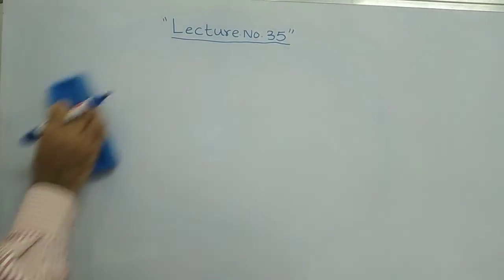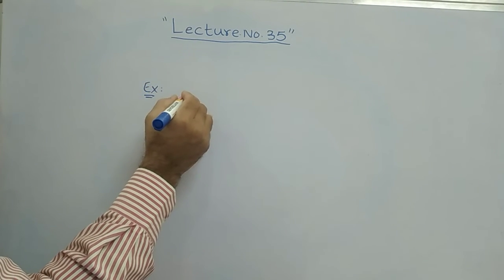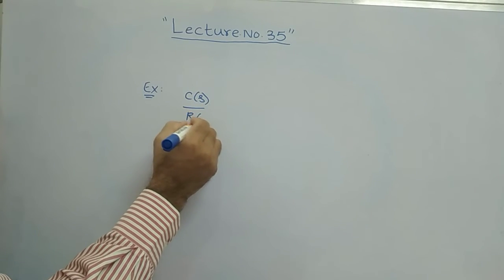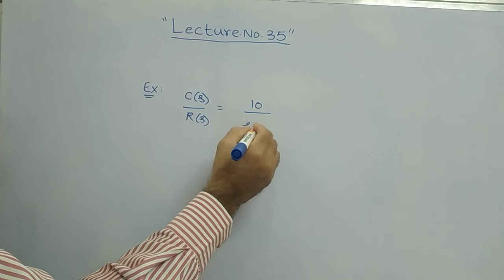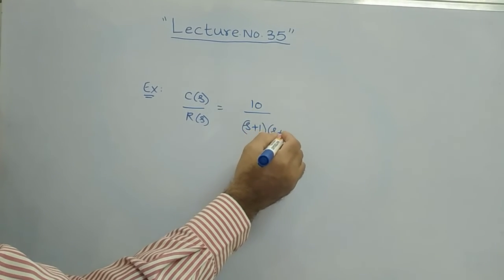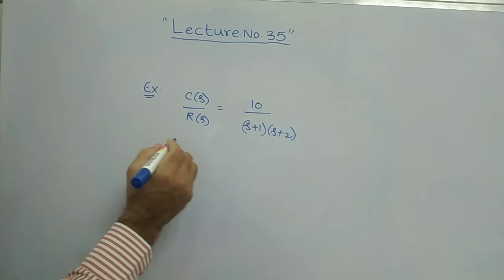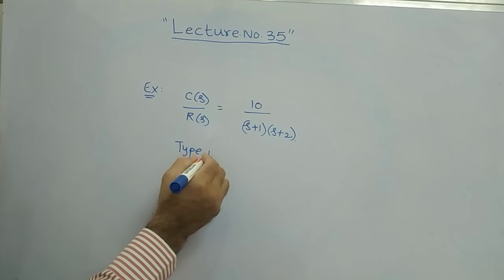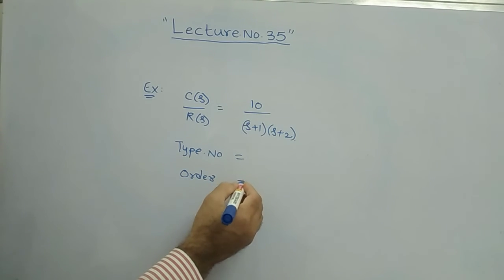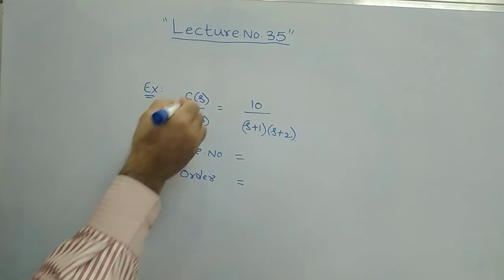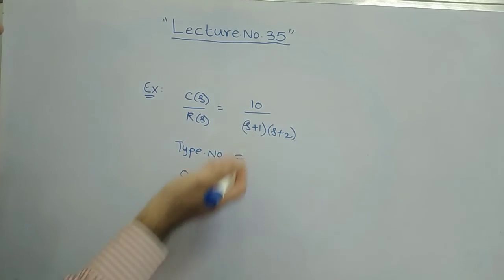Clear? I will explain one more example. Say, for example, C of s by R of s is 10 by (s plus 1) into (s plus 2). Let us say it is given like this. Now tell me what is the order of the system and what is the type number of the system? Likewise, you will get questions in GATE as well as IAS examinations. They will give a control system problem and ask what the type number and the order are.